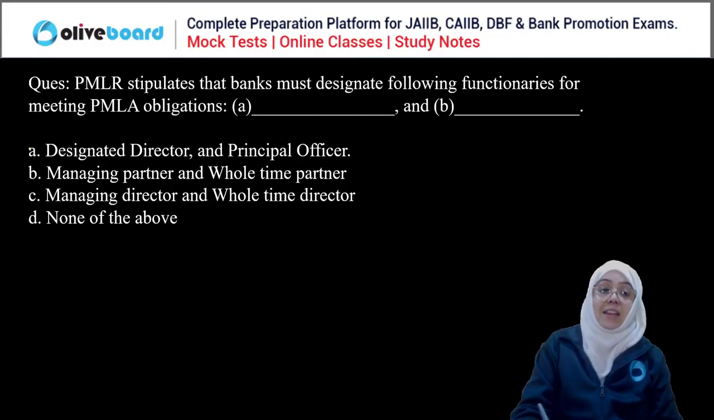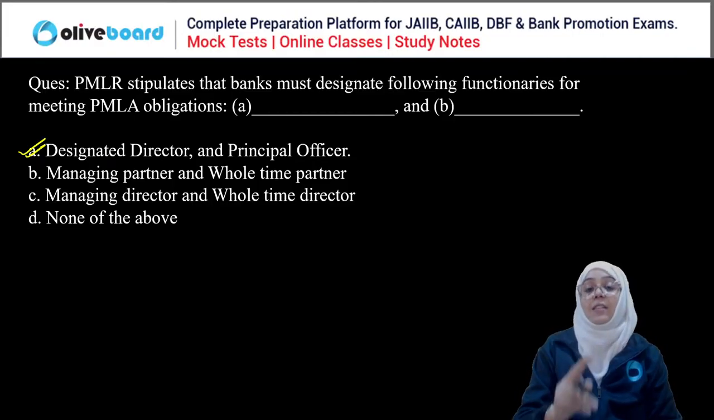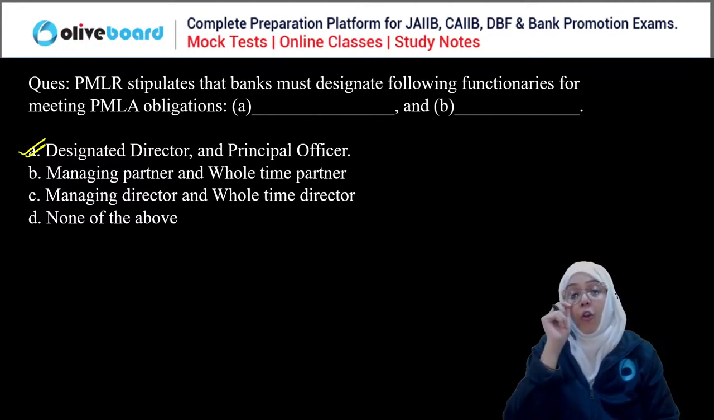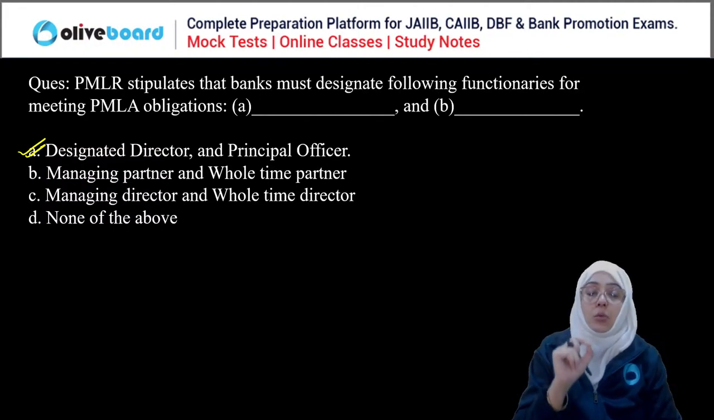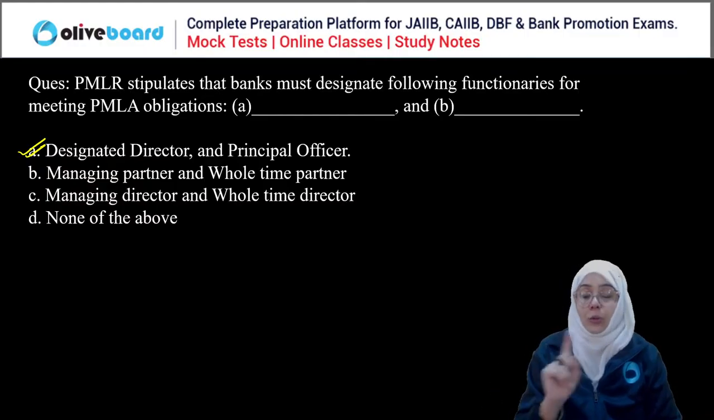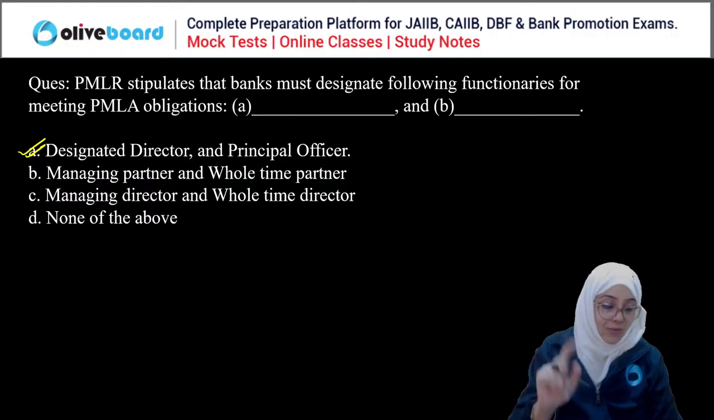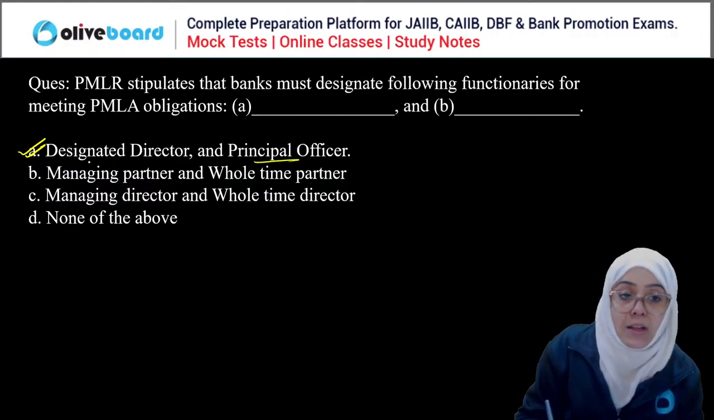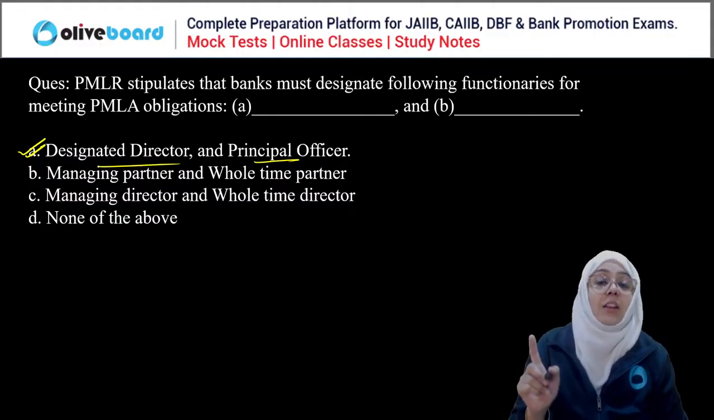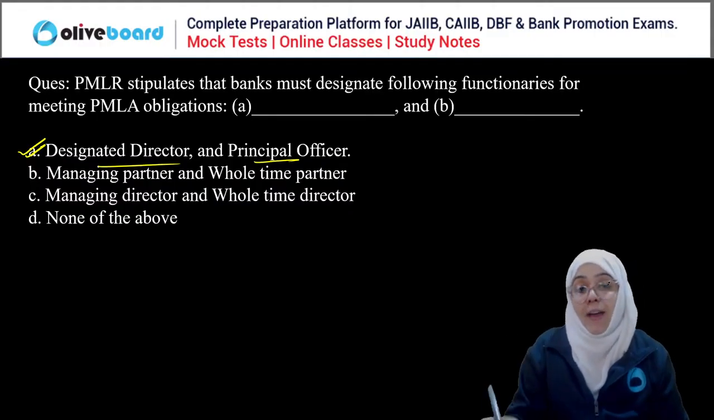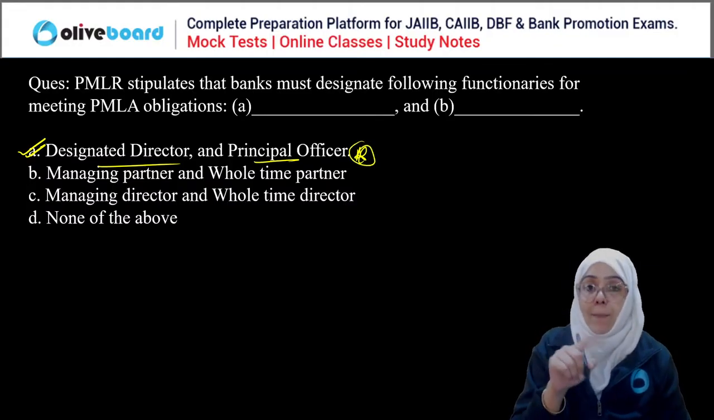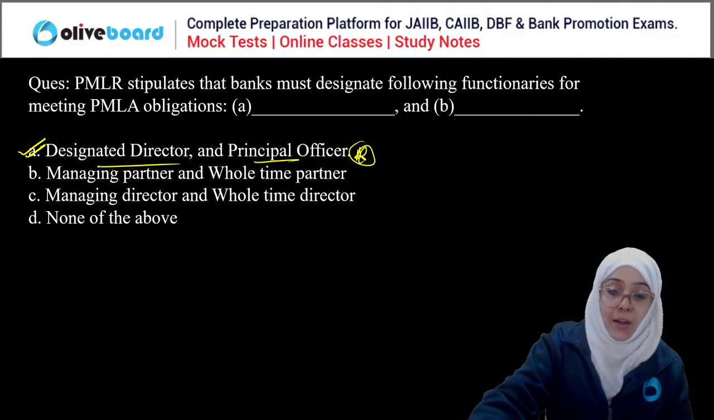Yes, designated director and principal officer are the two must-appoint posts for the bank for following the Prevention of Money Laundering rules and the Prevention of Money Laundering Act. So the correct statement is A. Very important. The principal officer and designated director, their functions are important as well as the designation itself. You have to focus on this particular area of the theory part.